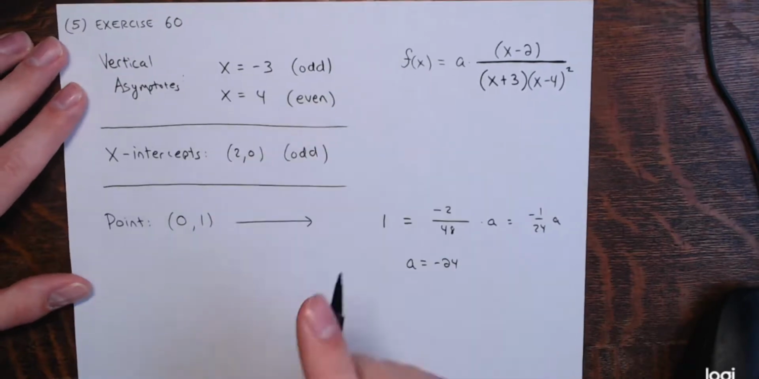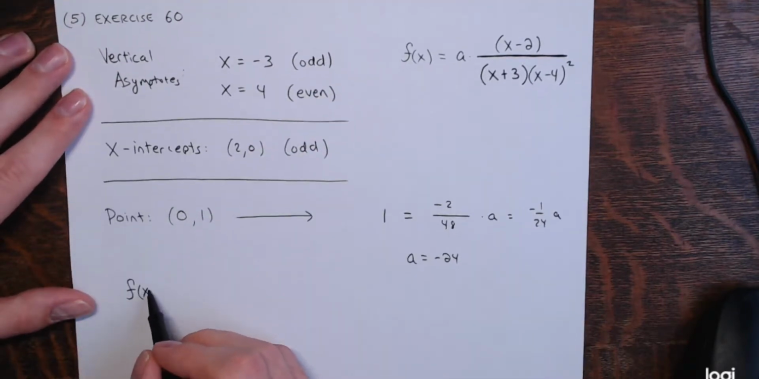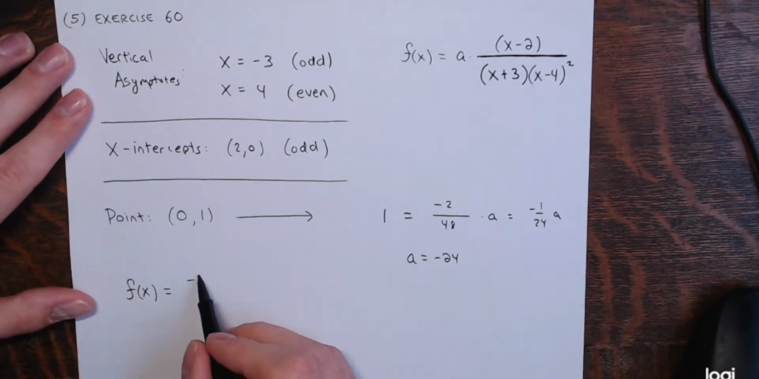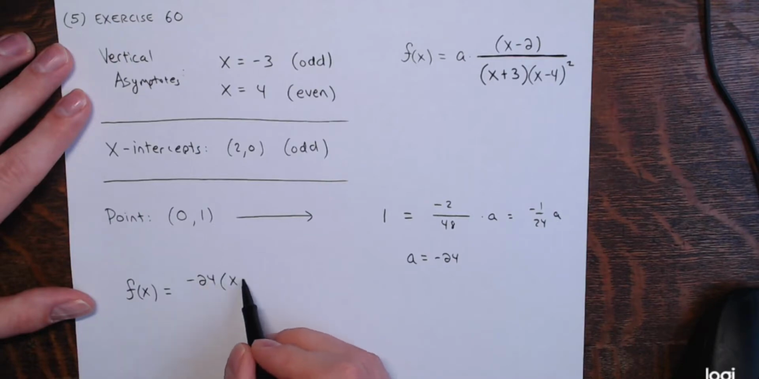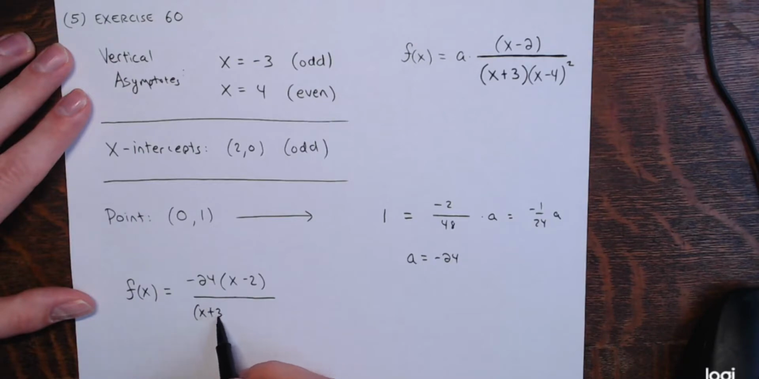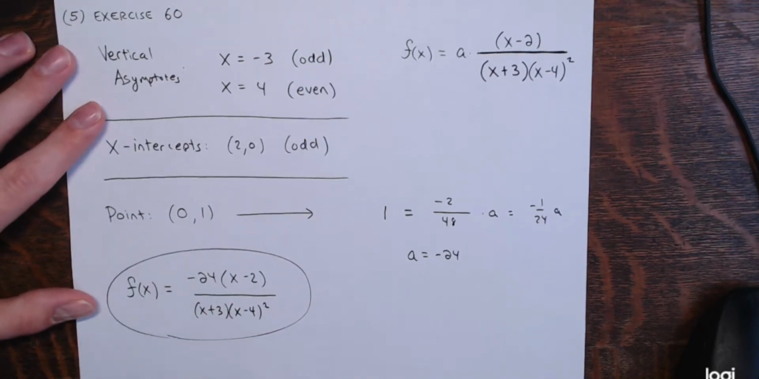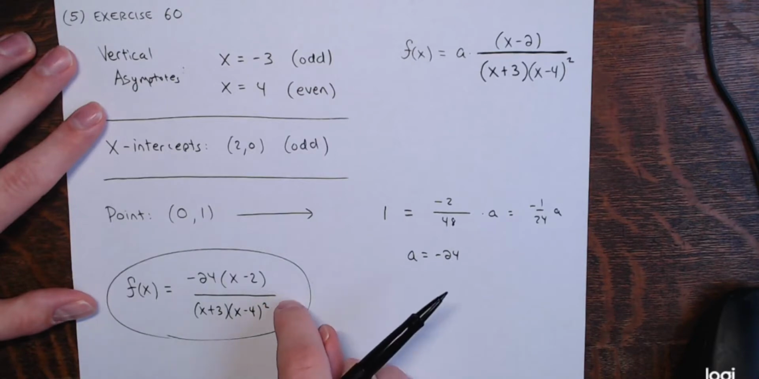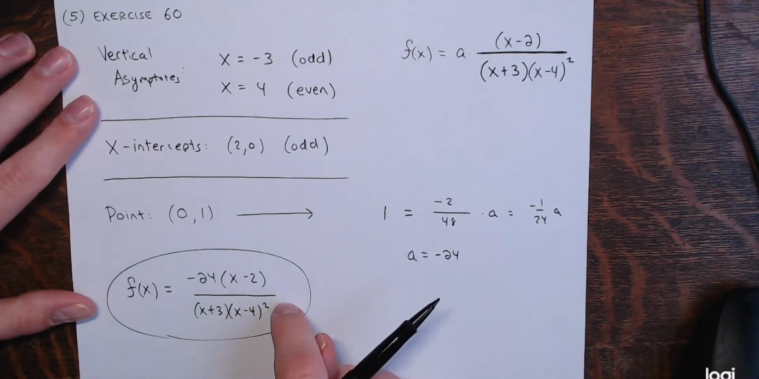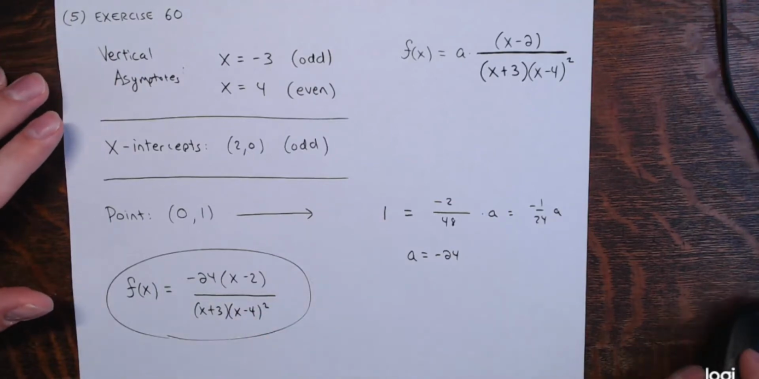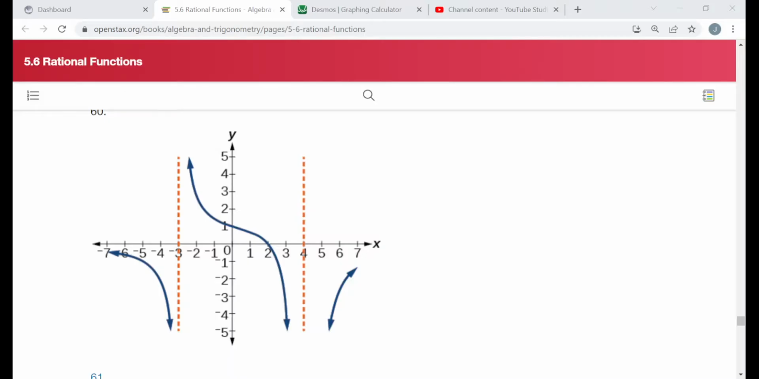And I'm popping that in. So f of x, y equals negative 24 times x minus 2 divided by x plus 3 times x minus 4 squared. And again, you can multiply this stuff out if you wish, or just use this. This is fine too. And I'm going to type this into that Desmos website or some graphing calculator and compare it to the graph we were given here. All right, this graph here.